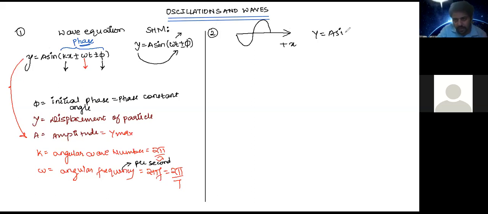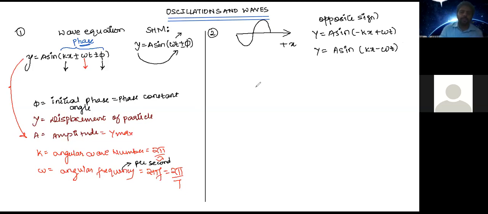Positive x direction. Will it have the same sign or opposite sign? If both the terms in the phase are in opposite sign, then it will move in the positive x direction, and if both are in the same sign... Just once look at your notes and confirm what I'm writing on the screen, right?